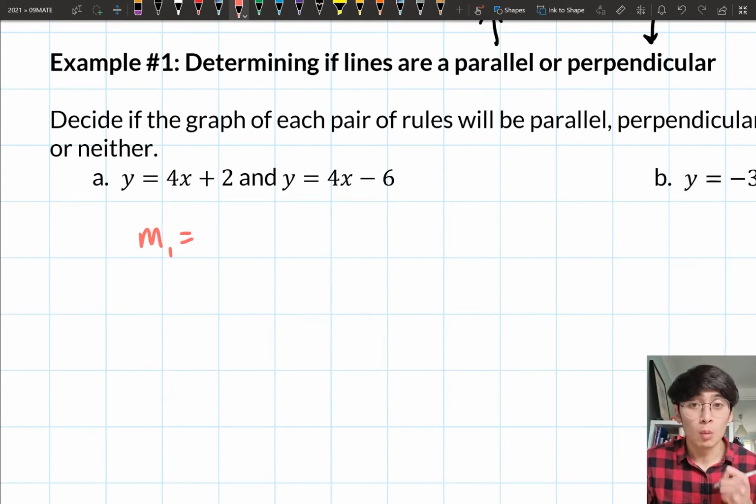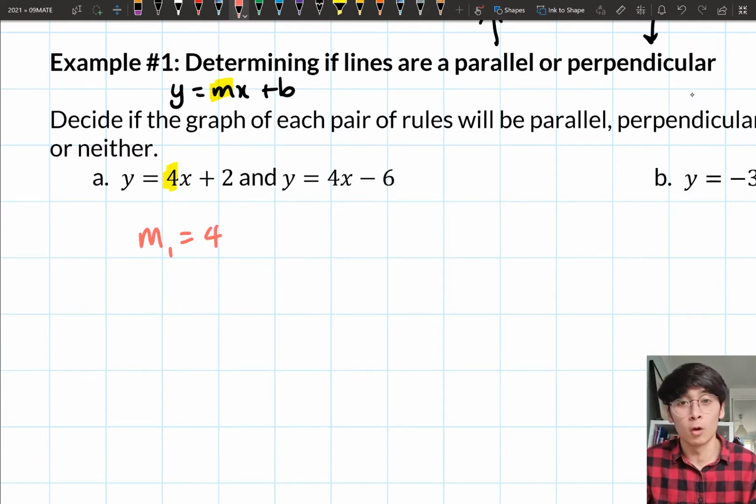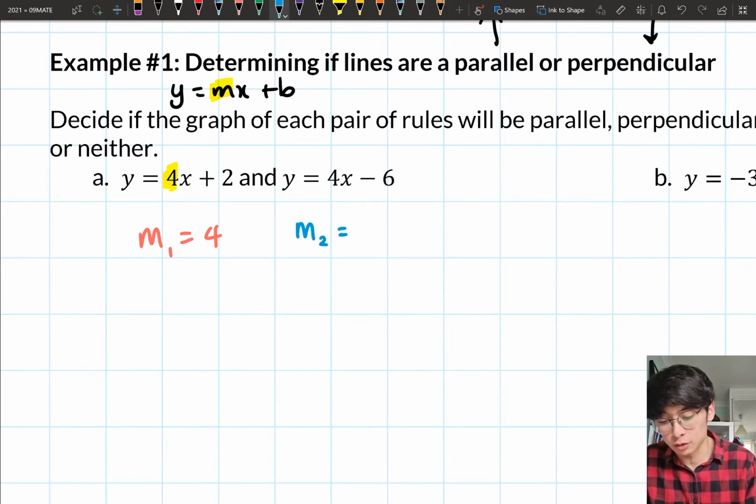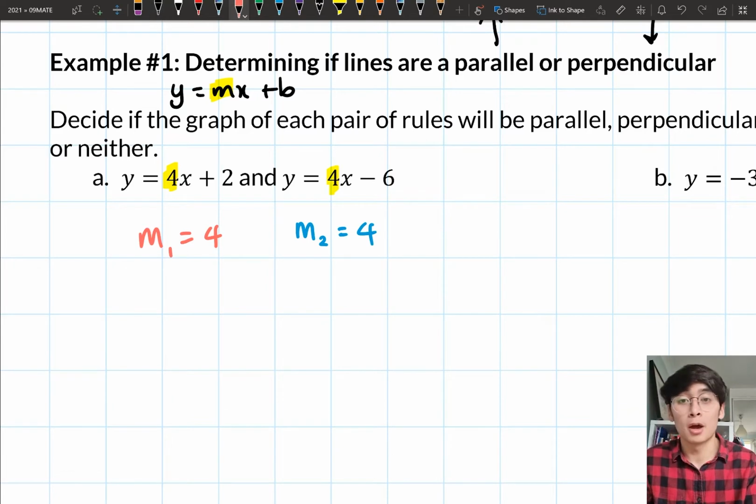So if I want to find the gradient of my first line, if you remember from gradient intercept form, y is equal to mx plus b. And all we need to do is just match up where m is. In this case, it's 4. So the gradient of my first line is 4. For my second line, I'm just going to follow the same pattern. m2 is equal to the number before the x, which is 4. And so here, my gradient for this one is 4 as well. Notice these two have the same gradient. So if they have the same gradient, what do we know about the two lines? Well, the two lines are going to be parallel.